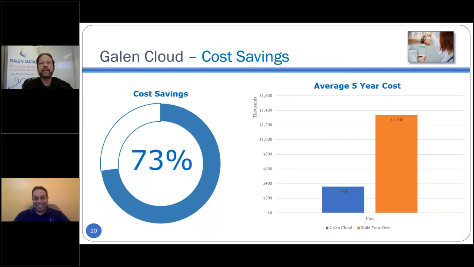In terms of cost savings, in working with our clients who have considered the buy versus build decision, a lot of times what they overlook is the long-term cost of maintenance. For example, the real cost in expertise, time, and money of keeping your finger on the pulse of regulatory changes. It is a moving target. All that is baked into the Galen Cloud already.